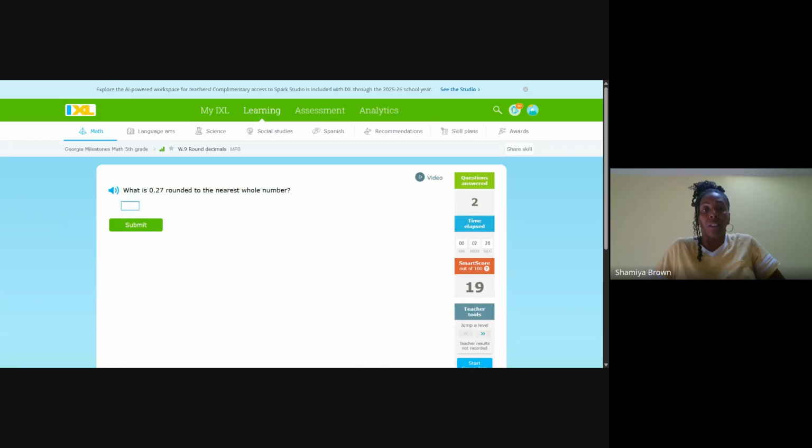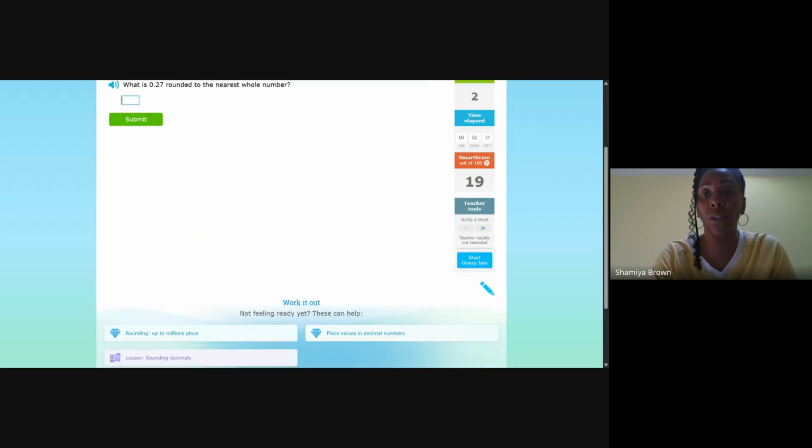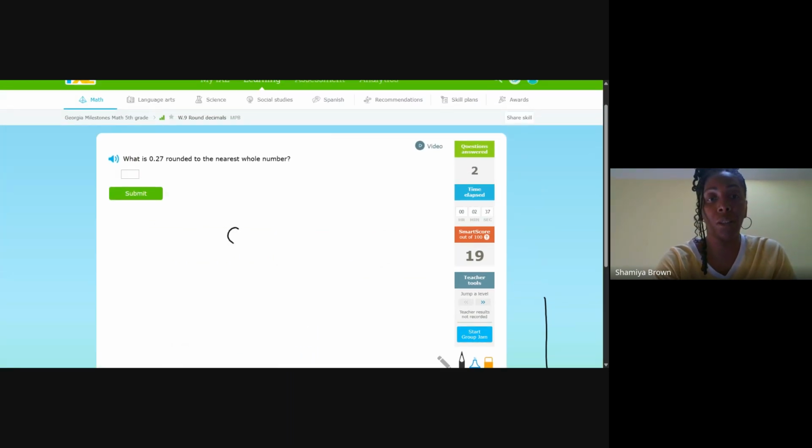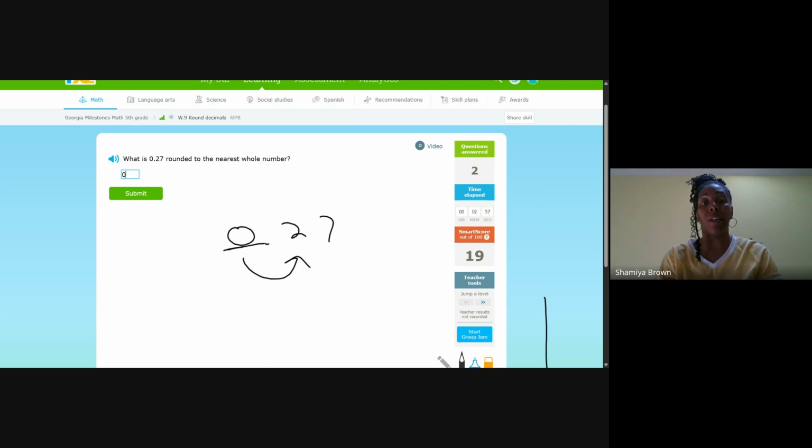Next one, 0 and 27 hundredths, rounded to the nearest whole number. So 0 and 27 hundredths, rounded to the nearest whole. There is no whole over here, I have 0. And if I look to the 2, it's telling the 0 to stay. So basically, my answer would be 0. I'm not rounding it up. It's just going to be 0.